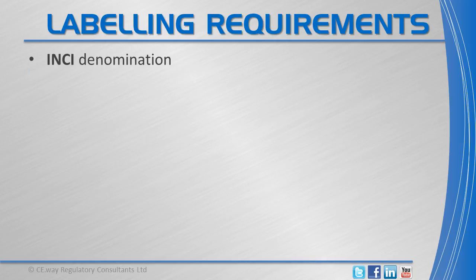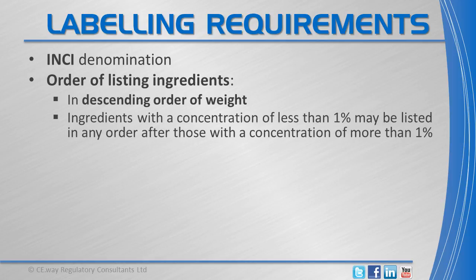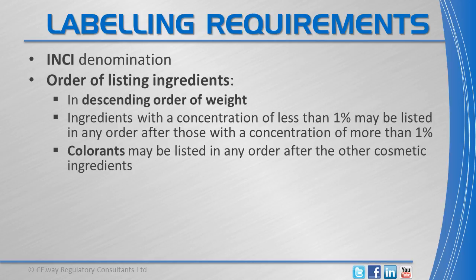Ingredients in the list of ingredients have to be mentioned according to their INCI denomination. The order of listing ingredients is the following. They have to be listed in a descending order of weight of the ingredients at the time they are added to the cosmetic product. However, ingredients with a concentration of less than 1% can be listed in any order after those with a concentration of above 1%, and colorants other than colorants needed to color the hair may be listed in any order after the other cosmetic ingredients.